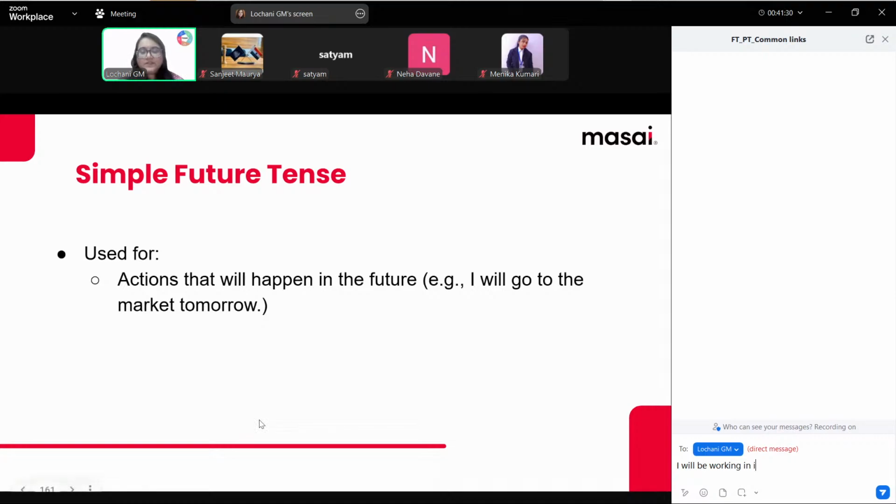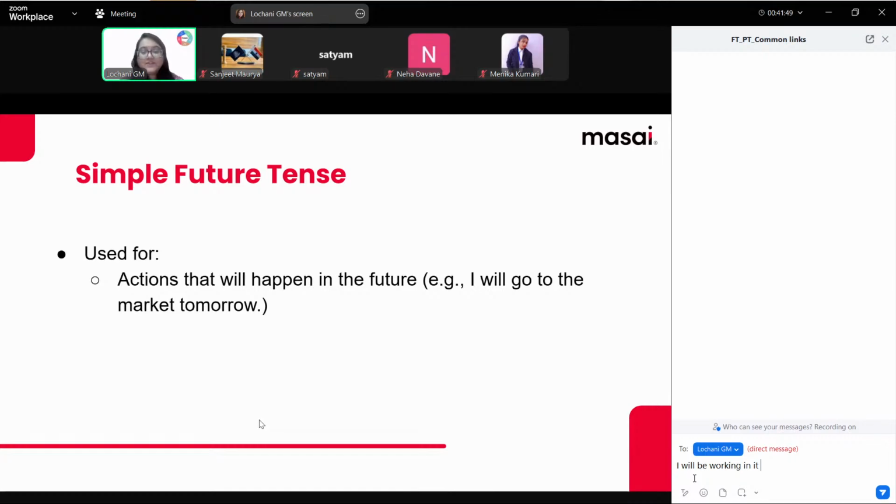Okay, so there's one sentence on the chat. I will be work as a data scientist. Nice try. But remember, will plus verb, no? So work is already a verb here. So you need not use be again. So you can either say I will be a data scientist, or you can say I will work as a data scientist. But good try.